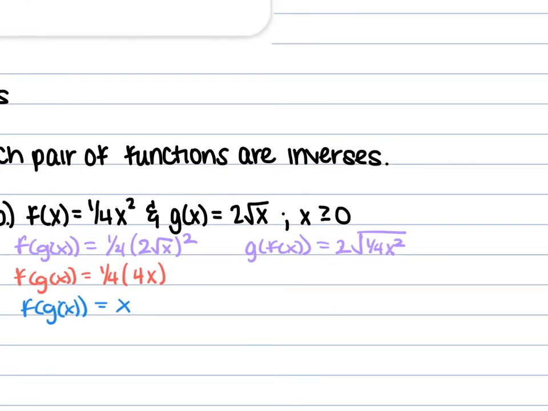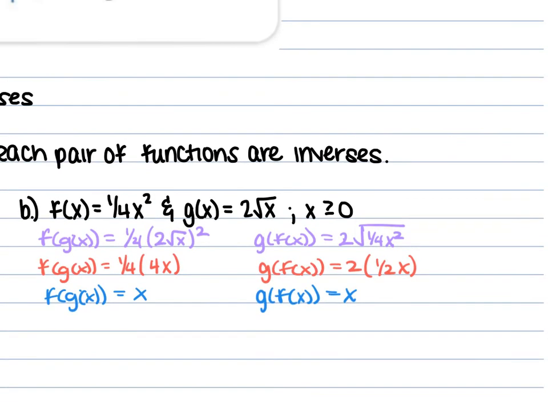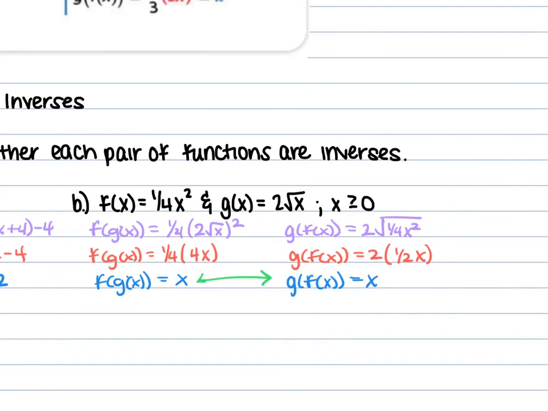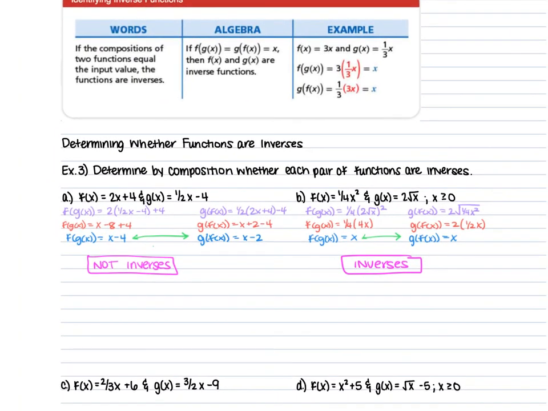For g of f of x, we have 2 times the square root of 1/4 x squared. Well, the square root of 1/4 x squared is 1/2 x. So g of f of x is equal to 2 times 1/2 x. 2 times 1/2 x is just x. So g of f of x is equal to x. Because these two are equal to the same exact thing, they are inverses. So when we do f of g of x, g of f of x, if they equal the same thing, they're inverses. If they don't, they are not.